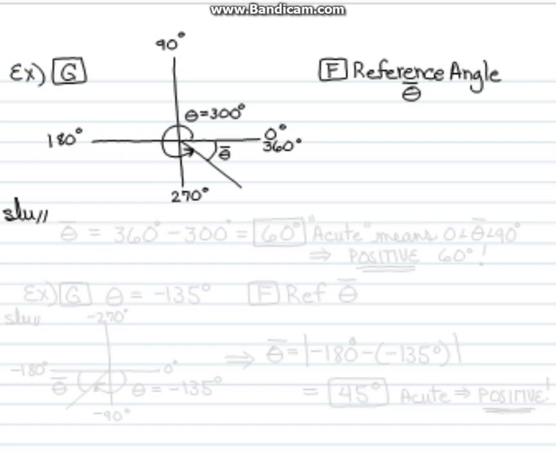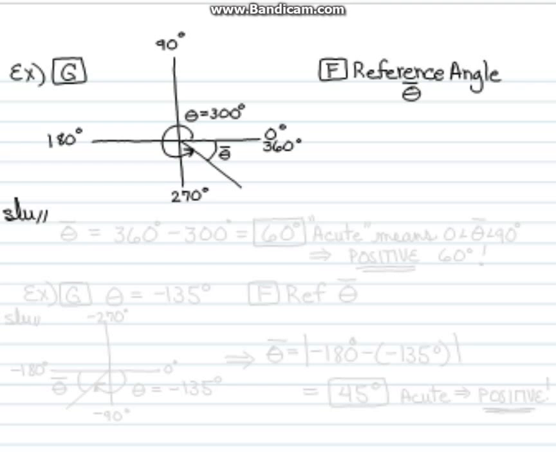Given this picture, we are going to identify the reference angle, theta bar. Well, theta is equal to 300 degrees in this picture. It starts at the positive x-axis, it swings around past 90 degrees, past 180 degrees, past 270 degrees in a counterclockwise direction because it's a positive angle, but it never reaches 360 degrees. It stops short right there.